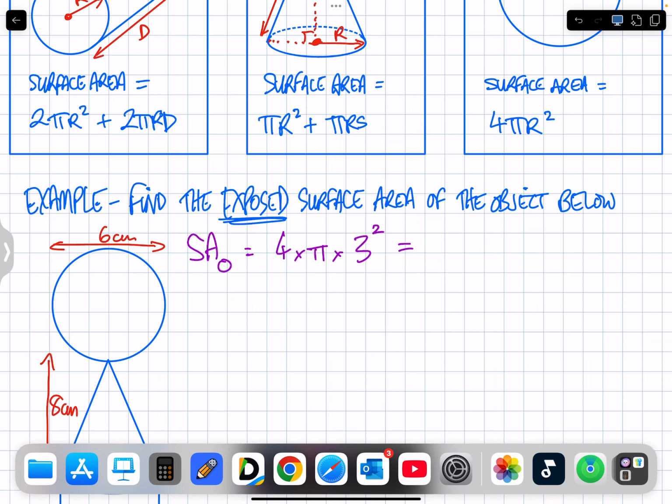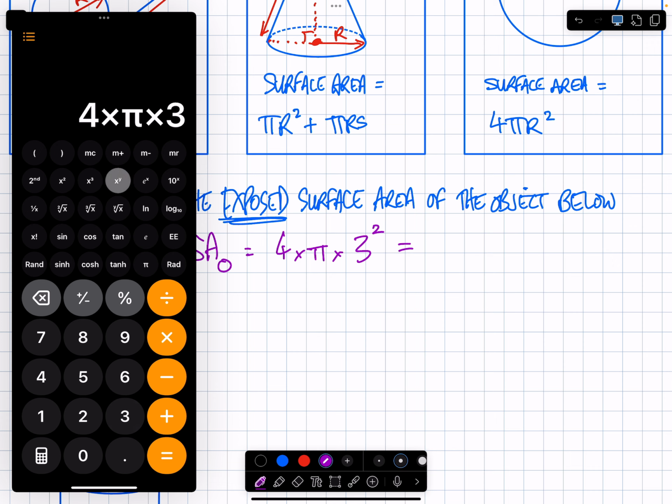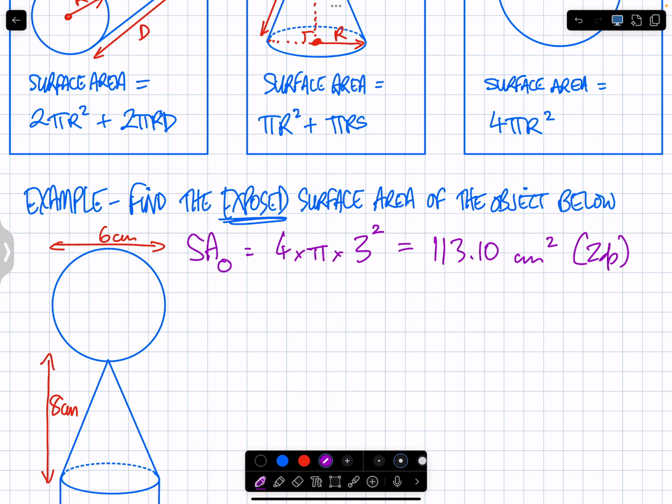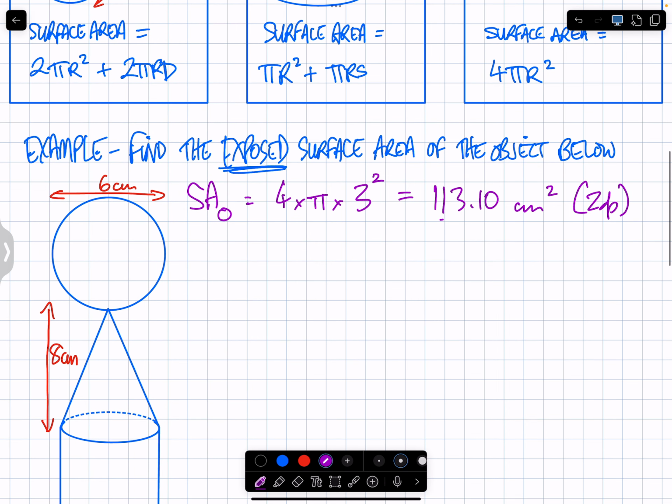Calculator. 4 times pi times 3 to the power of 2. You're going to have 113.10 square centimeters rounded to 2 decimal points. That's our sphere. That's the sphere done.